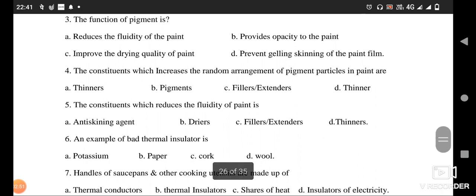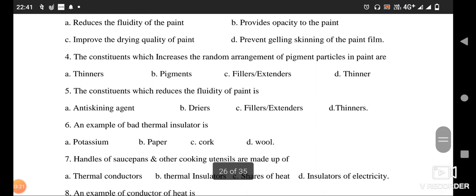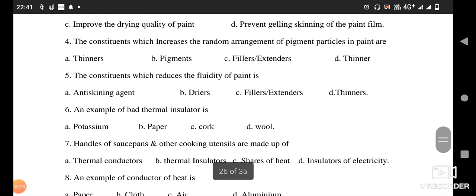We know that these fillers, for example, you can take talc, or calcium carbonate, feldspar. So these are the examples of fillers or extenders, and actually when they are added into the paint, they increase the random arrangement of the pigment particles in that paint. So here the correct option is option C, that is fillers and extenders.